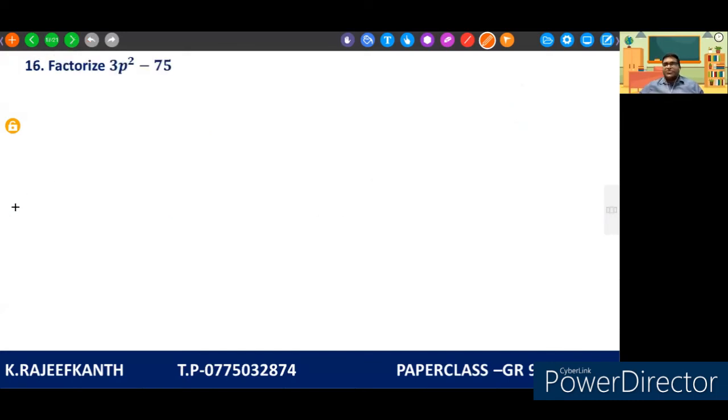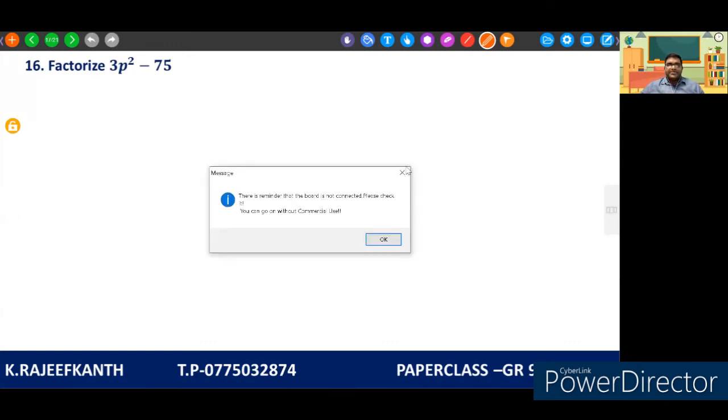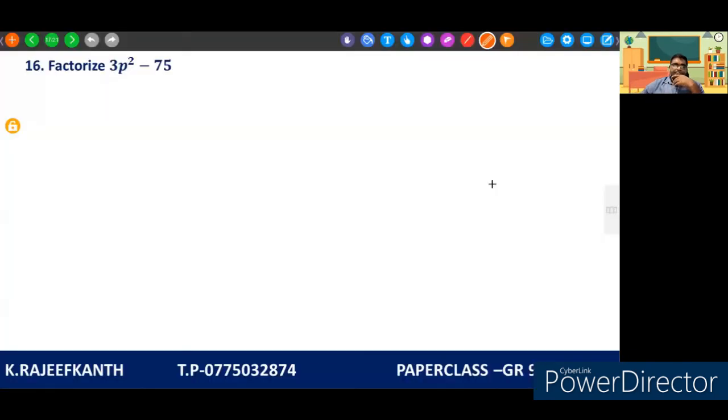Factorize 3p squared minus 75. So we have to find the factors of 3p squared minus 75. Here 3 is the common factor for these two terms. So we can take out 3. Then p squared minus 25.